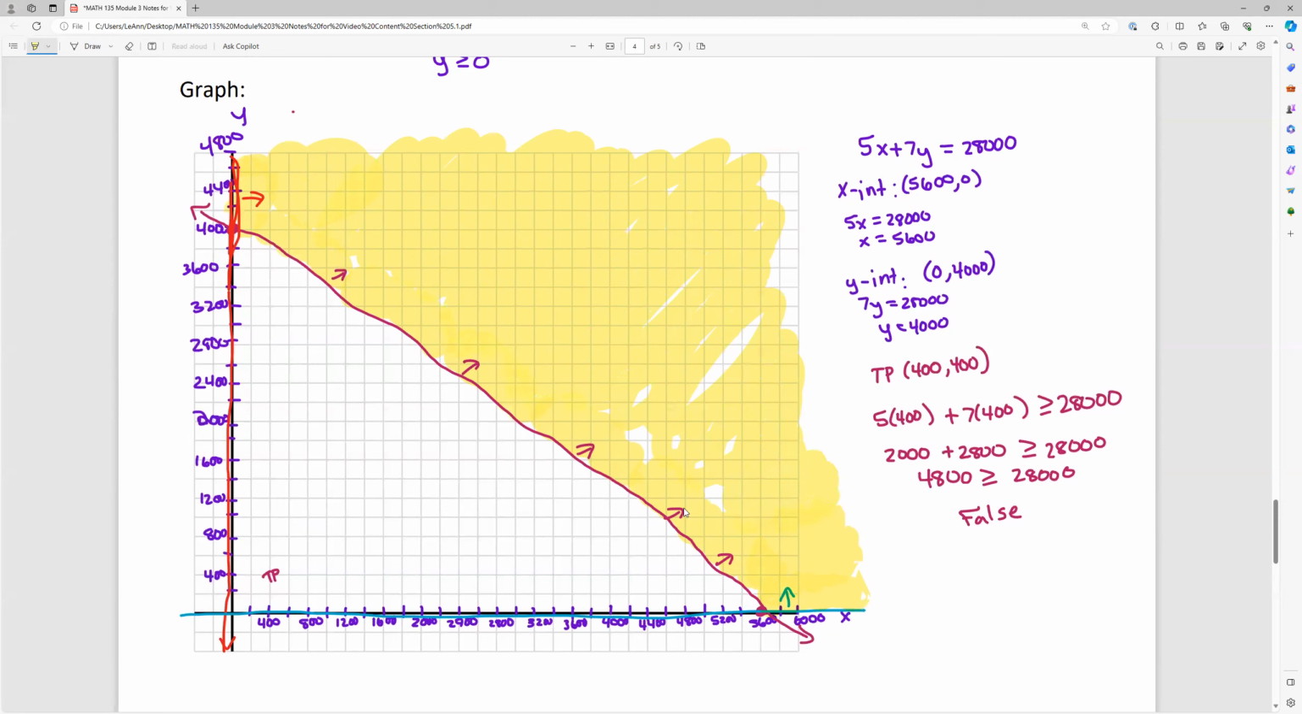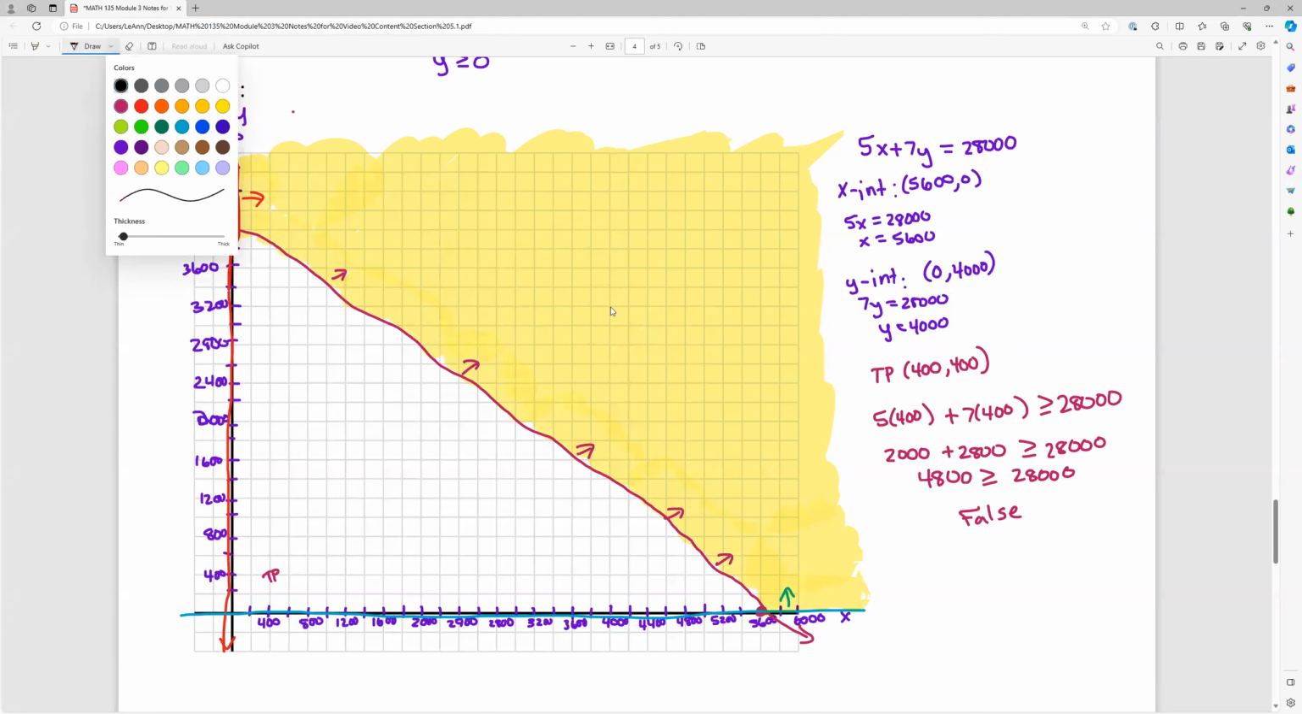So they've got to sell any combination of tickets in the yellow highlighted region. Now, what does that mean? If you interpret this, let's say they sell 4,000 for X and 3,200 for Y. Let's talk about that point right there. So 4,000 and then 3,200, that's this point.